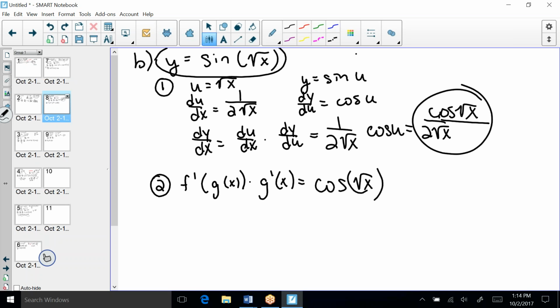I'll just put parentheses around that. And then we're going to multiply that by the derivative of the inside. The derivative of the inside, derivative of root x, is 1 over 2 root x. So that one just keeps popping up for us, right? g prime of x is the derivative of the inside, derivative of root x. All right, so you get the same answer either way. Whether you're using Leibniz notation or this functional notation, you're getting the same answer.